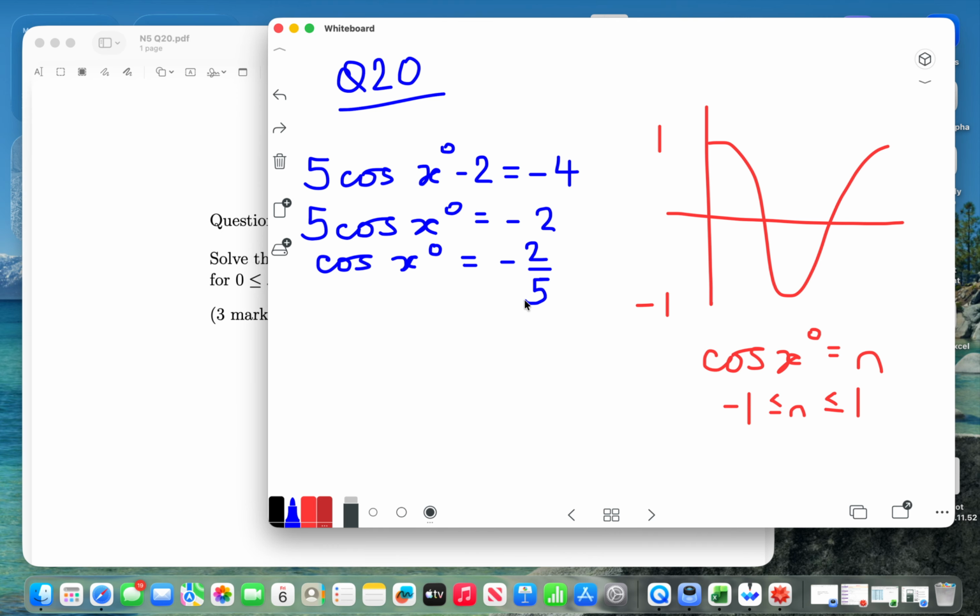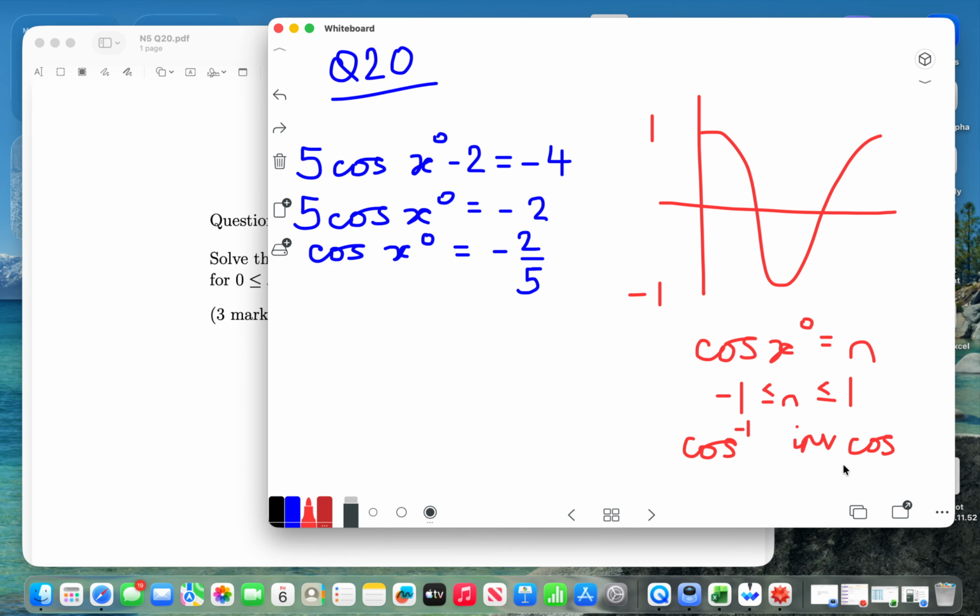So -2/5 lies between -1 and 1 as required. But now what we do is we take the inverse cosine. On the calculator it will be labelled cos -1 or INV cos. So it's going to be one of the two, but check your model and make sure you know which button it's going to be.